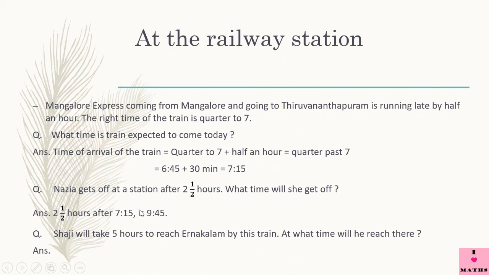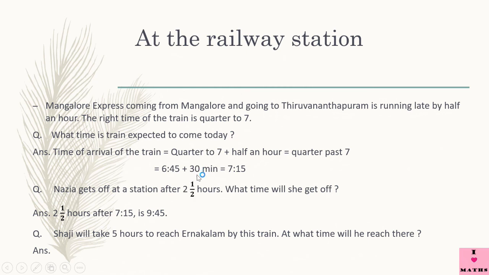Now, children, the actual time of arrival of the train is 6:45. But today, the train is coming late by half an hour. So, we have to add half an hour to 6:45. Okay, so 6:45 is 6:45. We are going to add 30 minutes to it. So, when we add 30 minutes to it, we will get 7:15. How will we get 7:15, children?